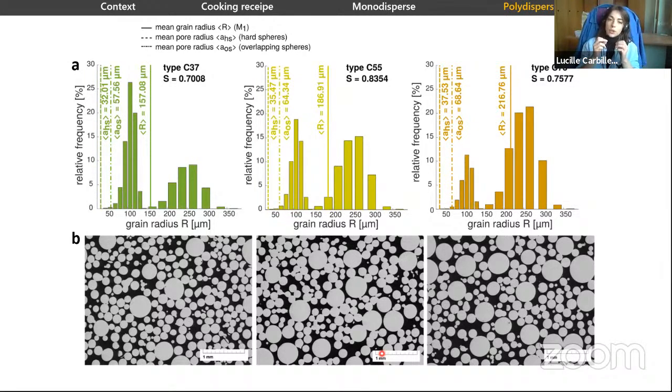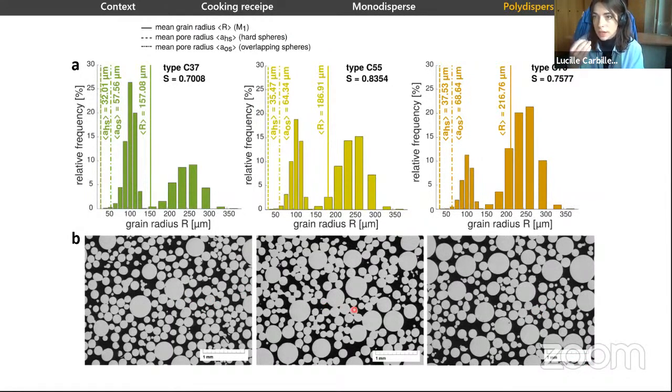First, I tried to mix big beads with small beads, and I put here for you to see the different distributions that I prepared and the corresponding intact microstructure. Keep in mind that in green, we have more smaller beads. It's really clear here in the microstructure. The yellow data are for a 50-50 ratio, and the orange part is more bigger beads within the sample.